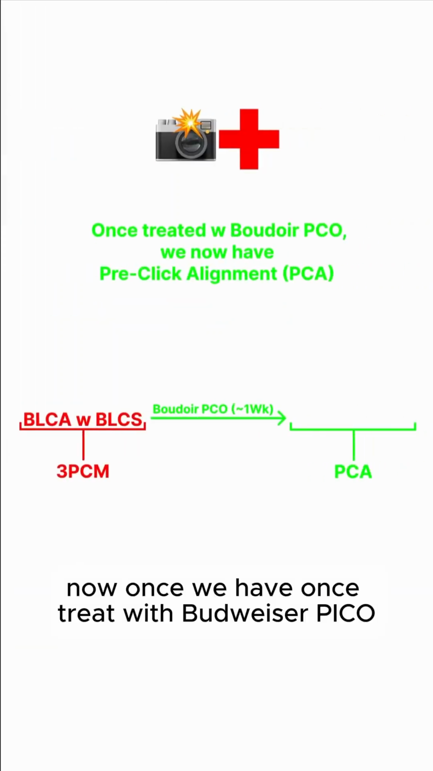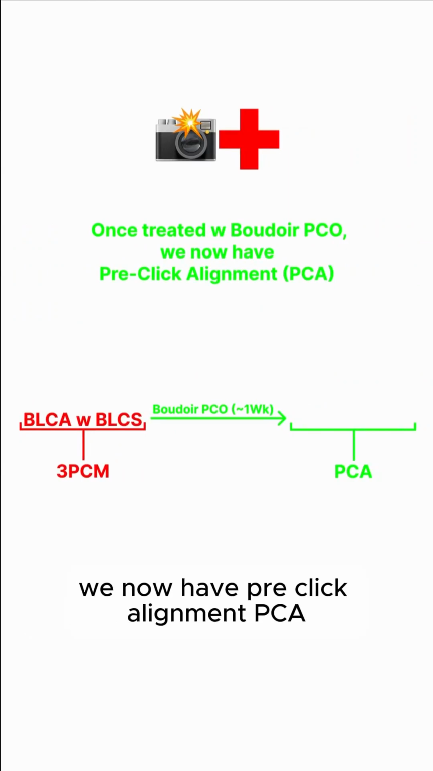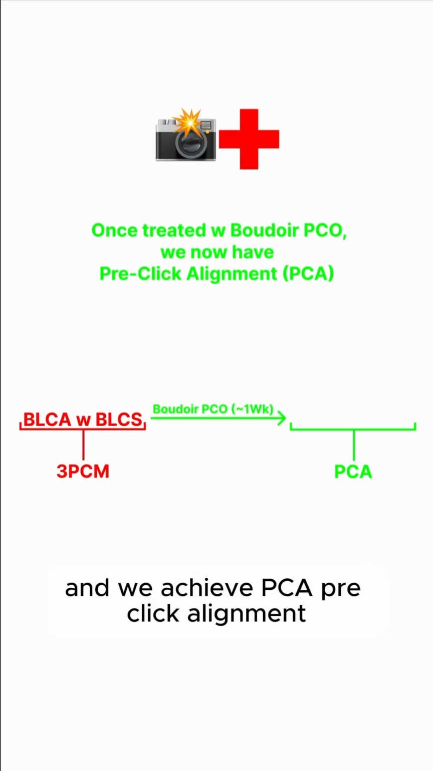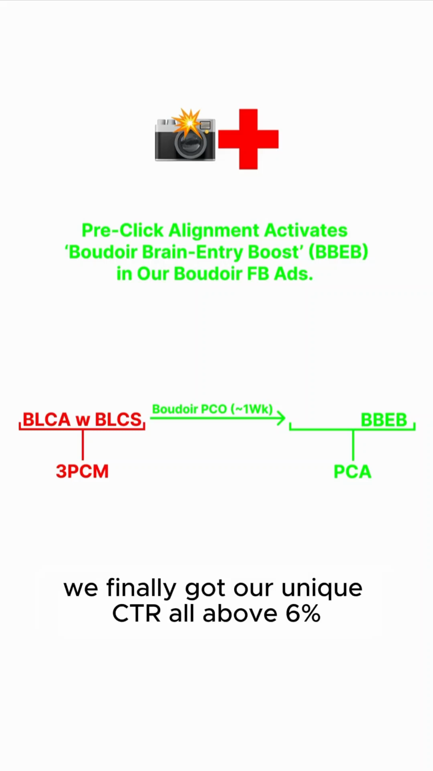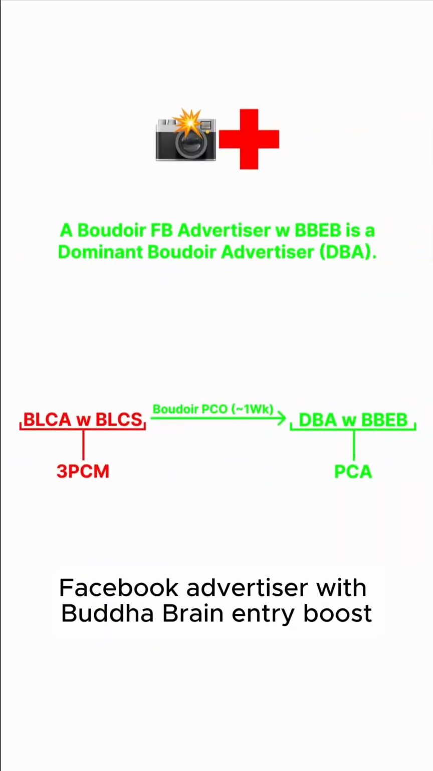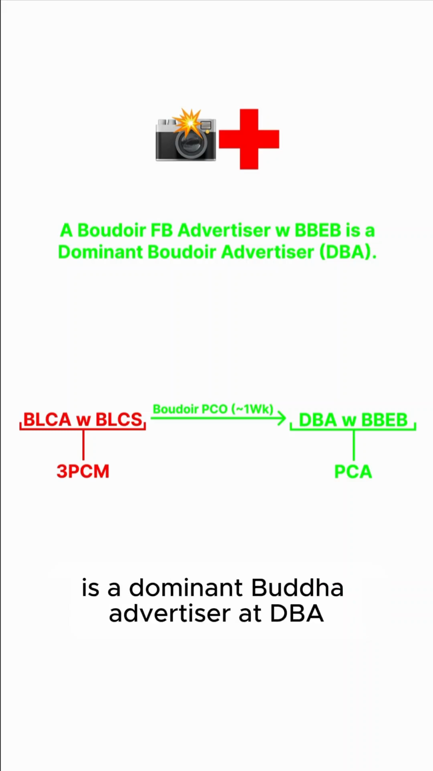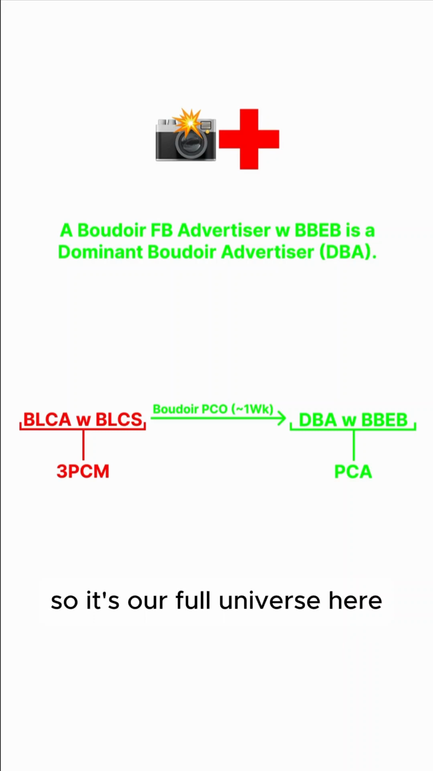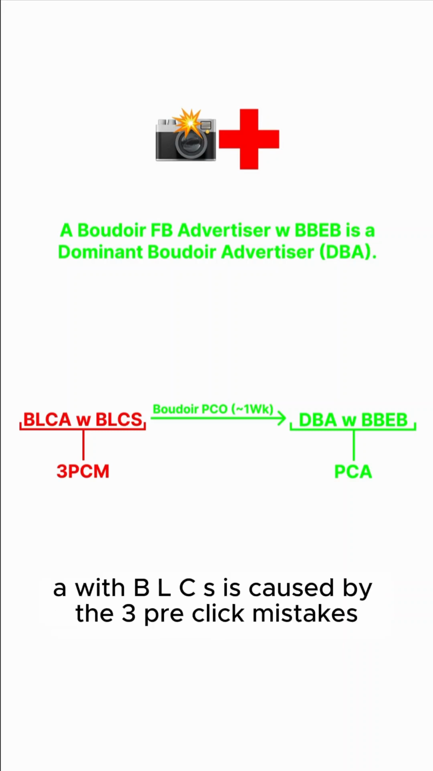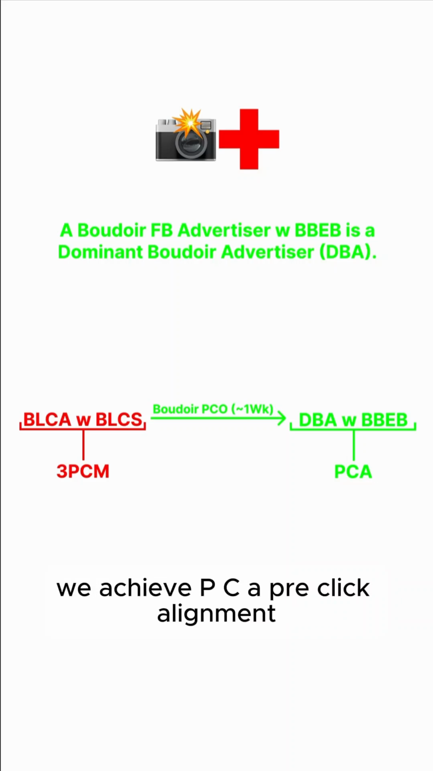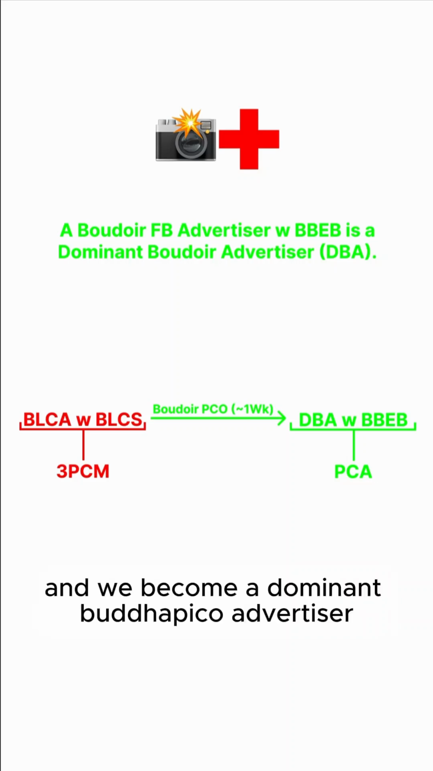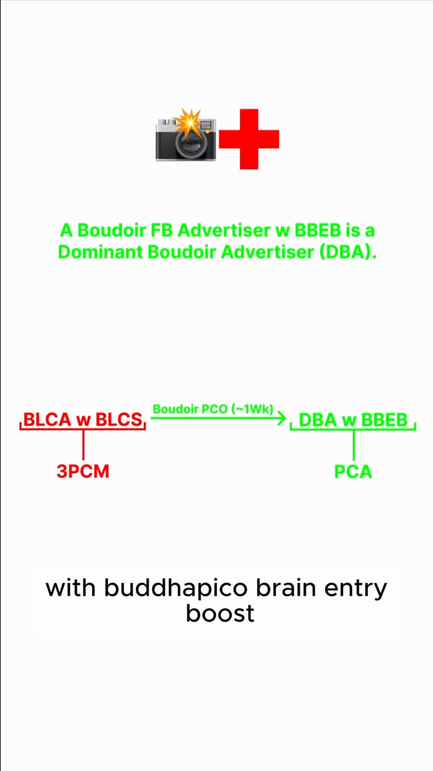Now, once treated with Boudoir Pico, we now have pre-click alignment, PCA. So we get rid of the 3 pre-click mistakes and we achieve PCA, pre-click alignment. And pre-click alignment activates Boudoir brain entry boost in our Boudoir Facebook ads. Now, basically, we finally got our unique CTR above 6%. And a Boudoir Facebook advertiser with Boudoir brain entry boost is a dominant Boudoir advertiser, a DBA. So this is our full universe here. A BLCA with BLCS is caused by the 3 pre-click mistakes. Treated with Boudoir Pico takes about a week. We achieve PCA pre-click alignment, and we become a dominant Boudoir advertiser with Boudoir brain entry boost.